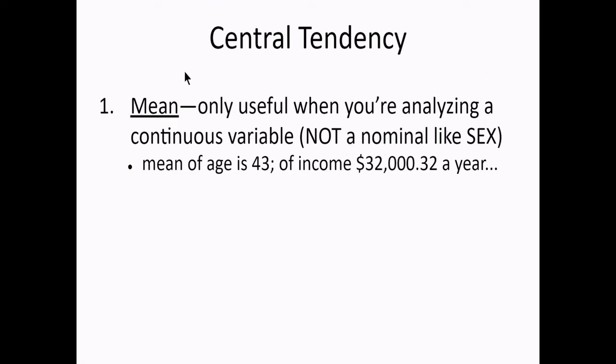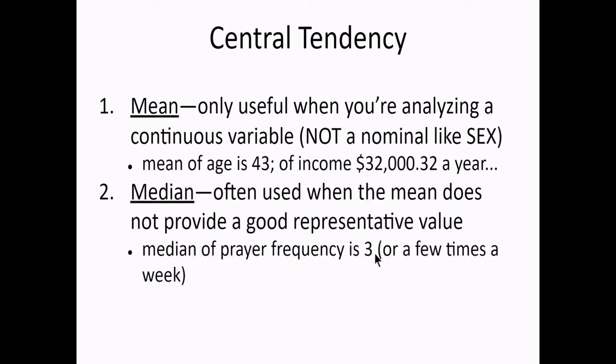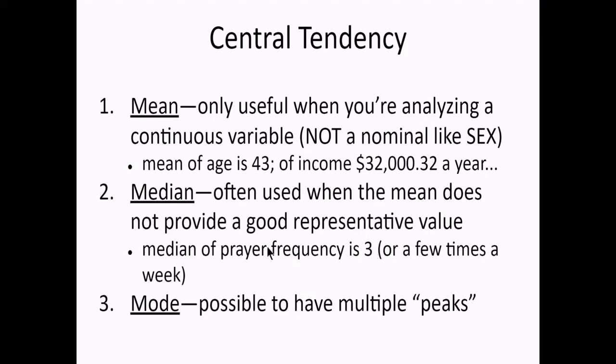Instead, we would use another measure of central tendency. We might use the median or the mode. The median is used when the mean does not provide a good representative value or where we shouldn't be using the mean. It's most often, I think as your textbook indicates, used when we're dealing with an ordinal variable.